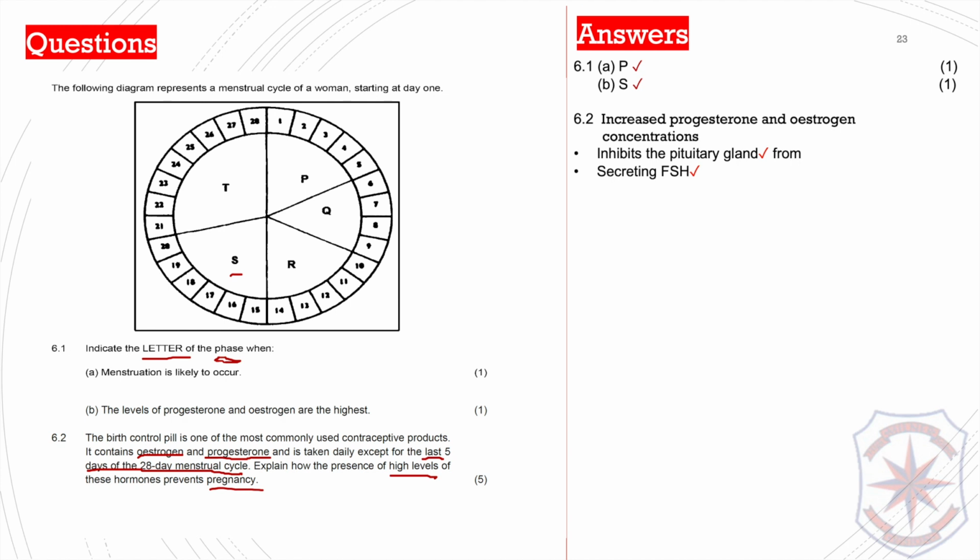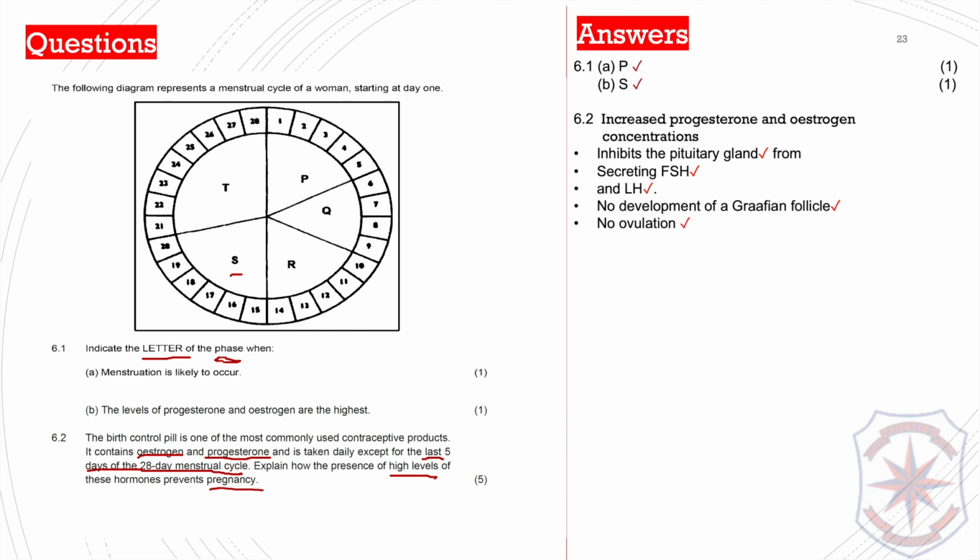When progesterone levels are high, then the pituitary gland would assume that the woman is pregnant. So high levels of progesterone and estrogen inhibit the pituitary gland from secreting FSH. So if we have less FSH, remember what the function of FSH is? It stimulates the growth of a follicle. So it will prevent the secretion of FSH and LH. No development of a Graafian follicle.